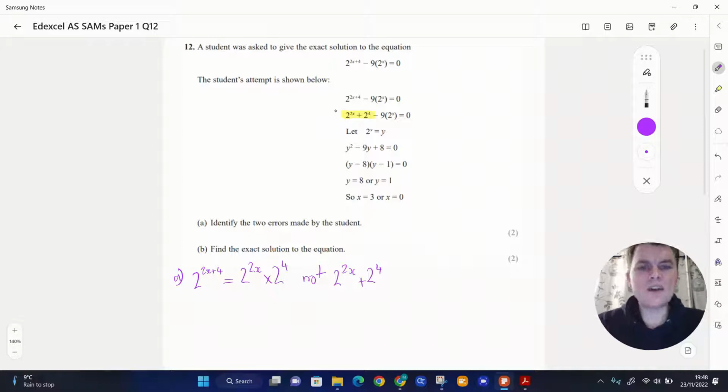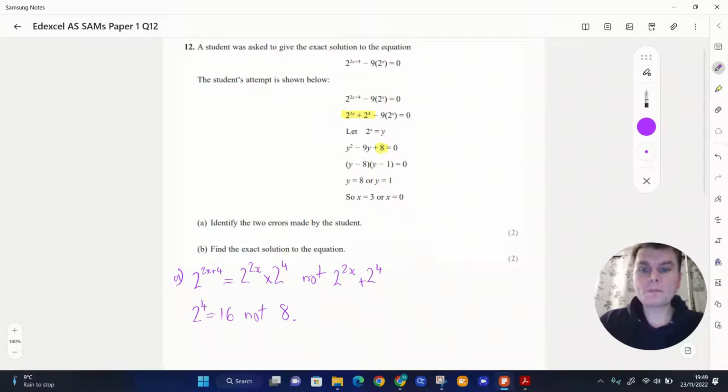Then if we read further down, we're having a little look to see if anything else is wrong. So let 2 to the x equal y, that's fine. Then we've got y squared minus 9y plus 8. Well, that 8 is the thing that's standing out for me, because you're going to look to see where that 8 came from. That 8 has come from 2 to the power of 4. And 2 to the power of 4 is 16 and not 8. So the next one is to write 2 to the power of 4 equals 16, not 8.